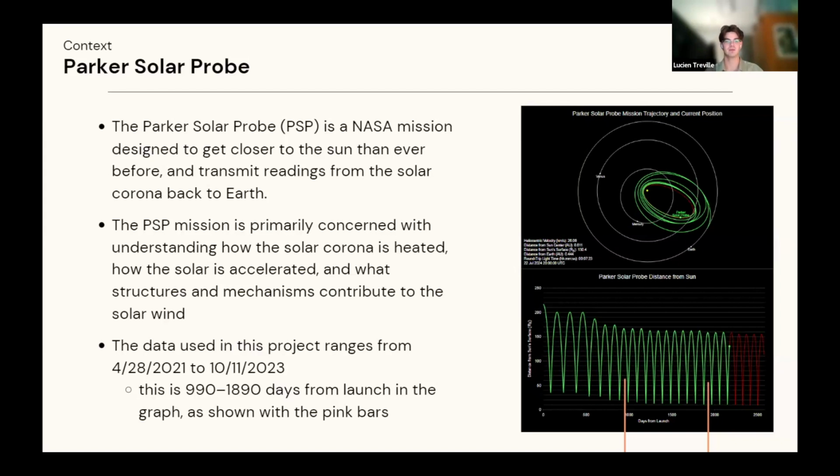The PSP has data ranging from, I think, 2018 all the way to 2024. I specifically used data between April 2021 to October 2023, as you can see with the pink bars on the bottom of that graph. So I have data for about 10 encounters with the sun.